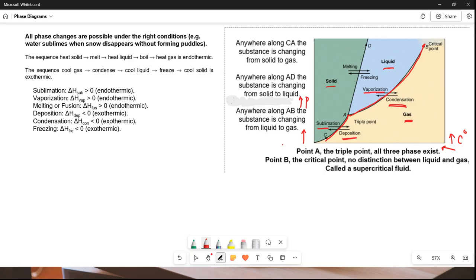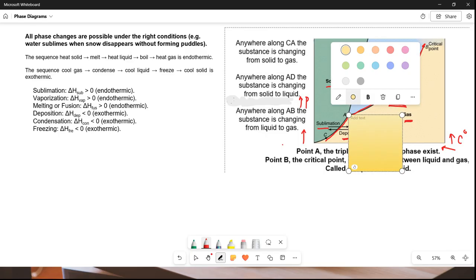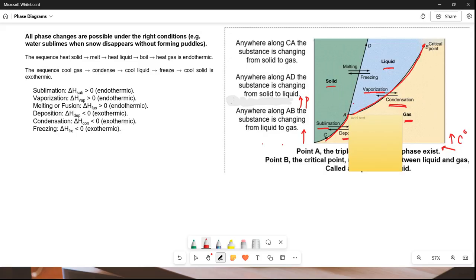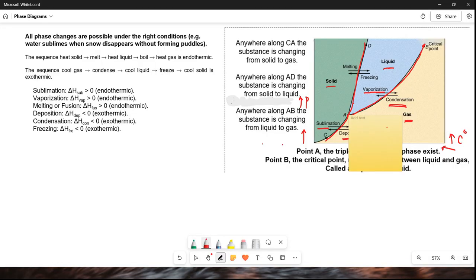Then along A to D, what is going on here? A to D, we have an interface between solid and liquid. And so the phase change there is melting and freezing.